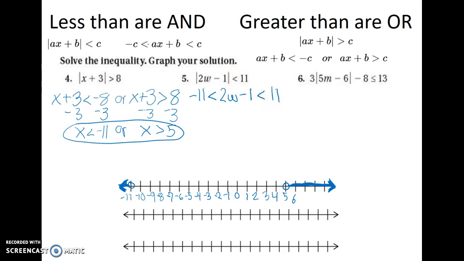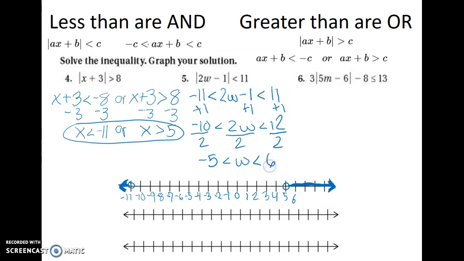This is an and statement, so you can pause the video and then solve it, but I'll solve it with you. I would add 1 to every part of this inequality, and I get negative 10 is less than 2w, which is less than 12. And then I would divide by 2 on every section, and I have negative 5 is less than w, which is less than 6. So these are the values that should work for this absolute value inequality.